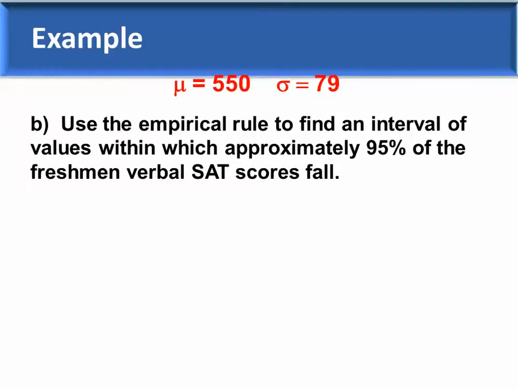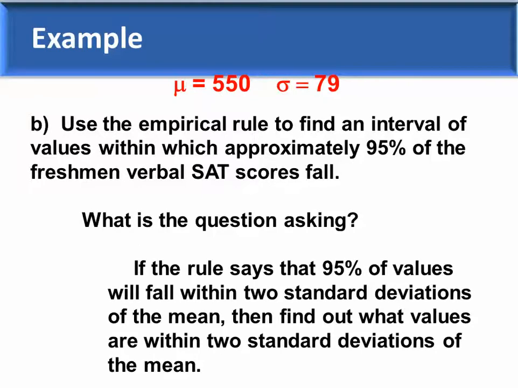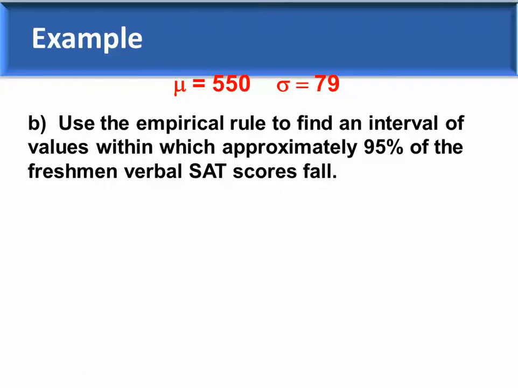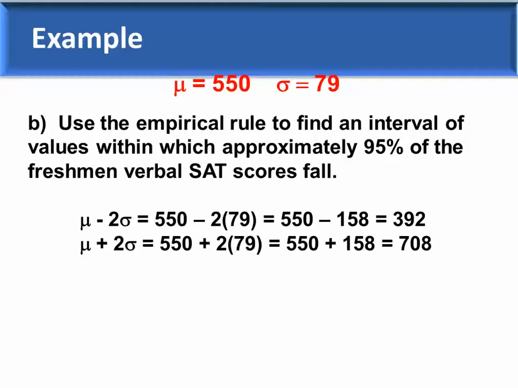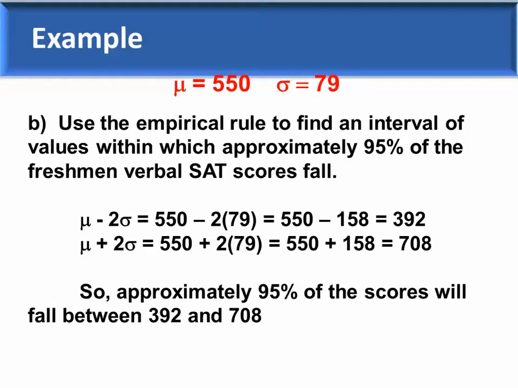Now we follow the same process if we wanted to figure out where 95% of the verbal scores lie. We know that 95% of the values fall within two standard deviations, so we calculate how far out that is, and that's what our answer will be. So mu minus 2 sigma is 392. Mu plus 2 sigma is 708. So 95% of the scores fall between 392 and 708.